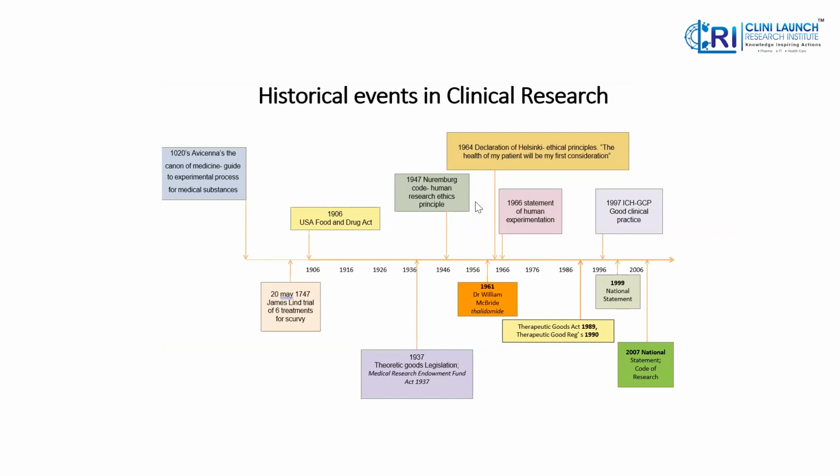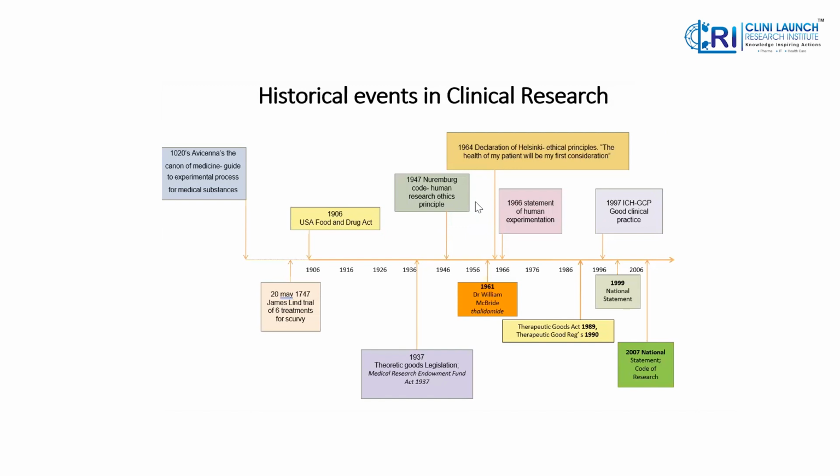Then in 1947, there was the subsequent Nuremberg trial, after World War II. The Nazis had conducted some brutal experiments, which led to the formation of the Nuremberg Code. The Nuremberg Code is a set of ethical principles for human experimentation, created after the subsequent Nuremberg trial held after World War II. These trials started on 20th November 1945, and we got the Nuremberg Code in 1947.